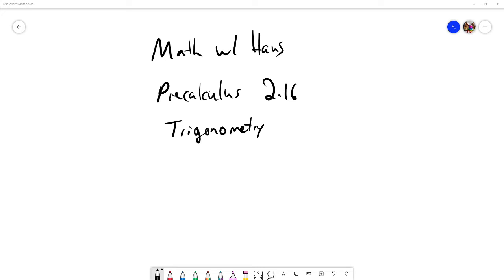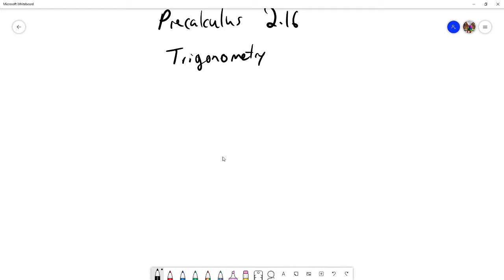We're continuing our investigation of trigonometry, and in particular, we're continuing our investigation of transformations of sine and cosine graphs. So, in the previous two videos, we looked at the two following situations. y equals some value times sine of x, and y equals sine of x plus some constant.